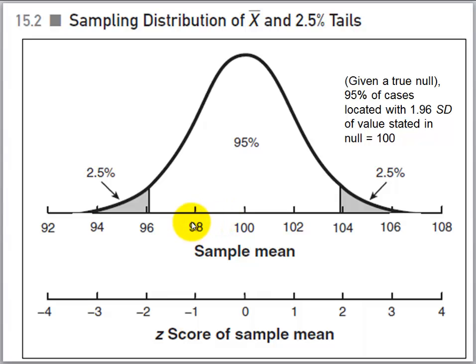1.96 times 2 is 3.92, so we subtract 3.92, and we come over here to 96.08. So here is our other 2.5% tail. So we've got 95% of the cases within 2 standard deviations, and then 2.5% of cases more than 2 standard deviations from the mean. And those are our 2.5% positive and negative tails.